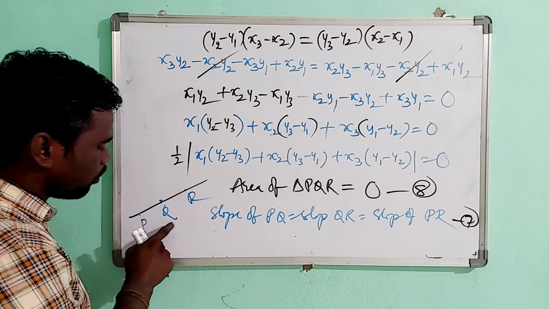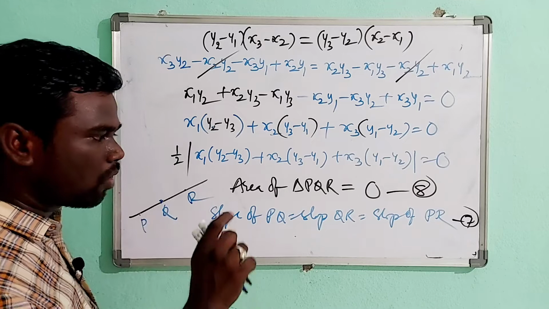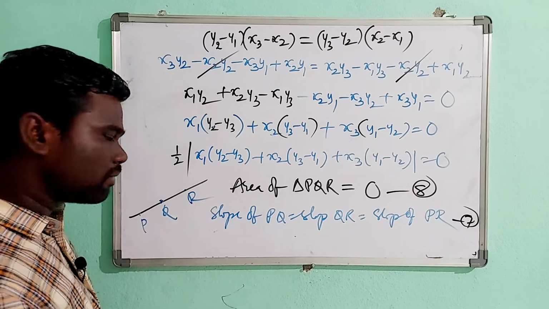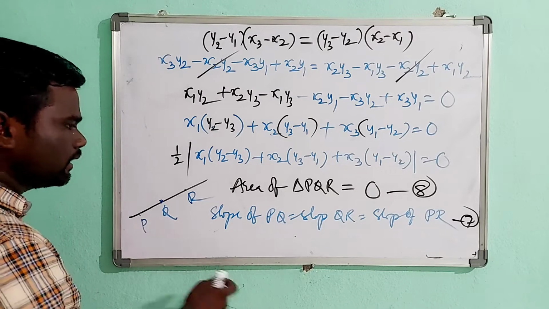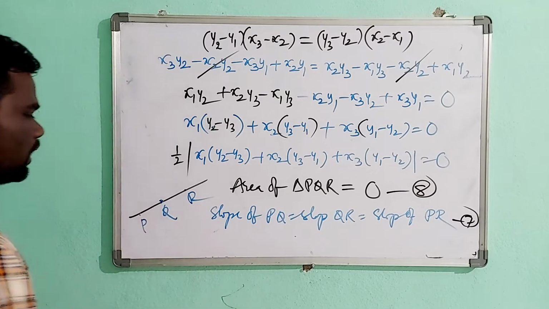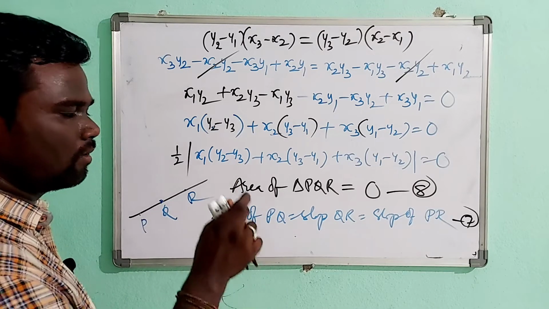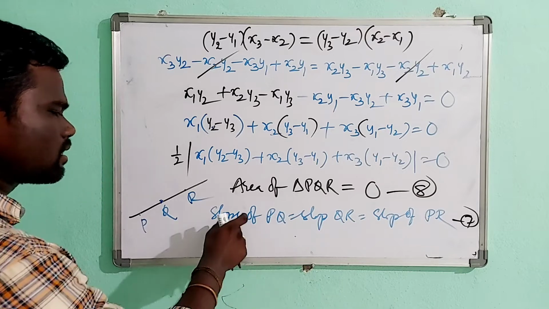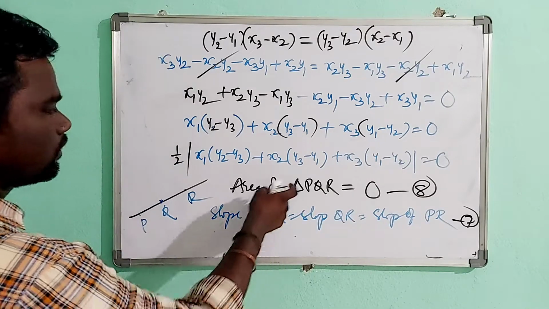If these 3 points lie on a same line, these 3 points are said to be collinear points, nothing but 3 or more points lying on the same straight line. So here, what is the condition for collinear points? We already know that if 3 points are collinear, then area of triangle PQR equals 0 and the slopes are all equal. So here we get the same thing.